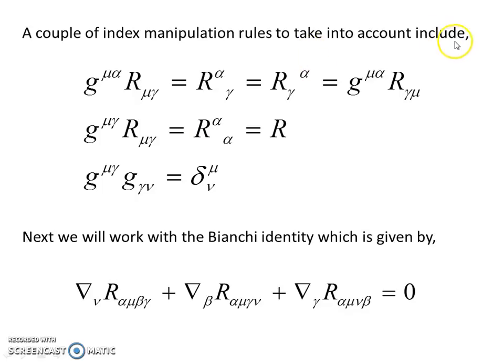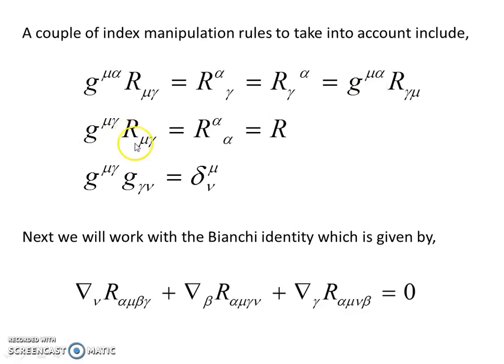A couple of index manipulation rules. The Ricci tensor R mu gamma, multiply through by the inverse metric. The mu's cancel out here, they're summed out. We're left with R alpha in the contravariant position and gamma in the covariant position, or alpha in the raised position, gamma in the lower. The symmetry of the Ricci tensor means that the order can be reversed. We can show through this that, again, multiplying through by the inverse metric, the mu cancels out, we're left with alpha. So these two things are equal.